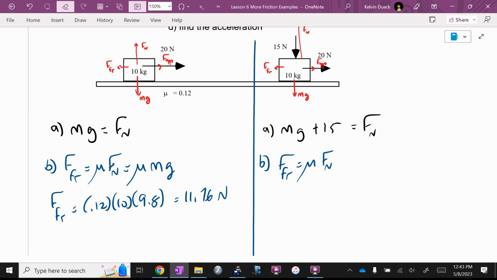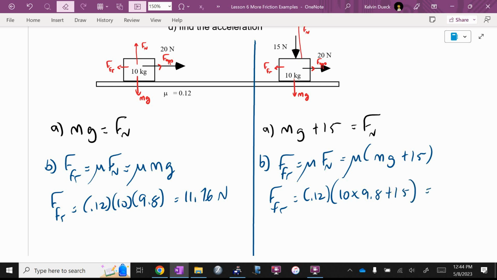Right-hand one's going to be a little bit trickier, I think, because it's still going to be mu times the normal force. I don't know the normal force, but... Oh, wait a minute. Jackson, what did you tell me I can replace the normal force with? What's it the same as? Okay, so it's going to be mu, and then in brackets, mg plus 15. What's mu? I don't know. What's mu with you? 0.12, and then in brackets, 10 times 9.8 plus 15.